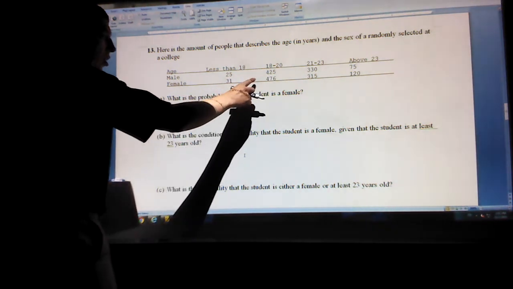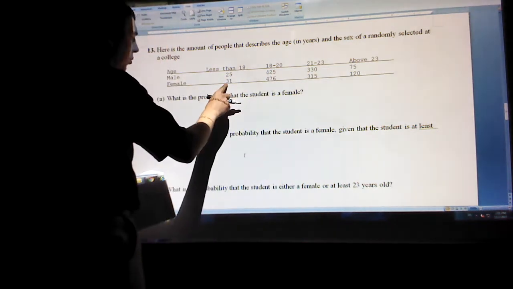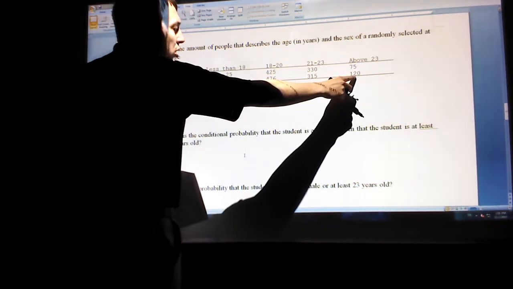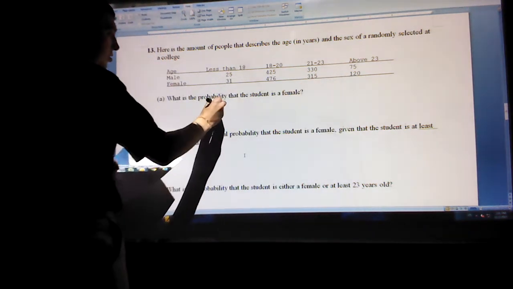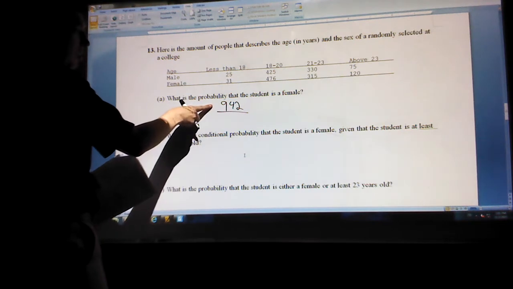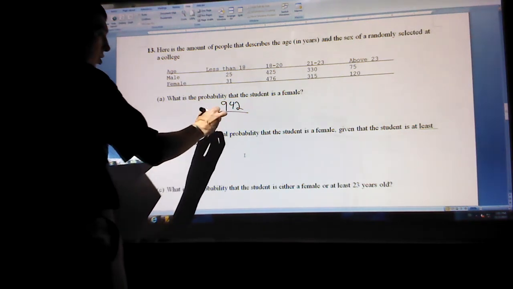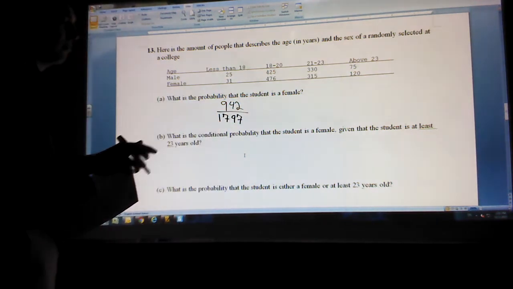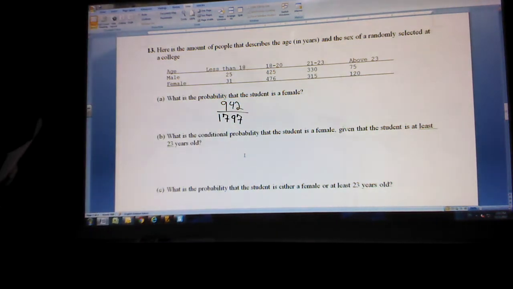So we want to add all of these up. 31, 476, 315, 120, and that is 942. That's how many females there are. How many total students? Hopefully it is 1797. Done. That's all we need to do.